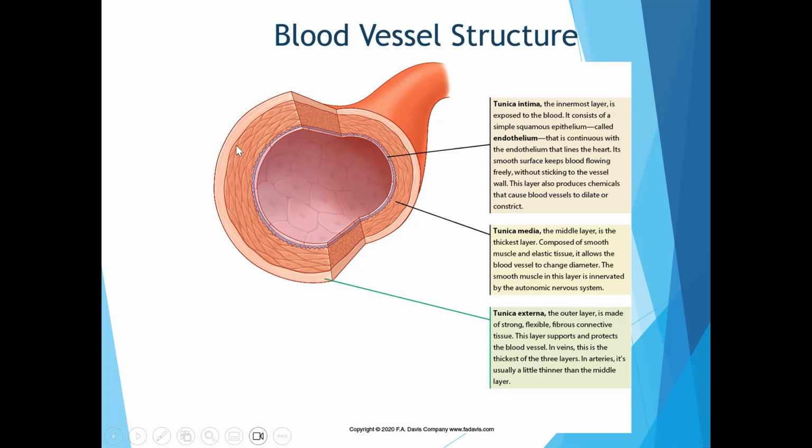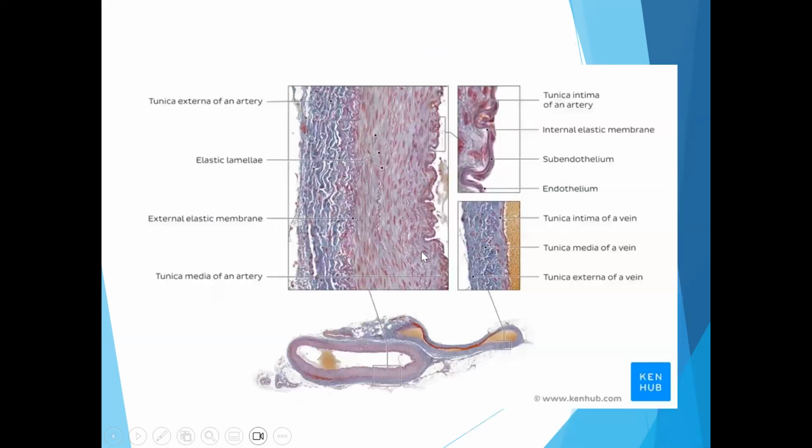And then our tunica externa, that's our connective tissue, fibrous layer. And so that's just our support and protection. Okay, this is just an actual microscopic view of that. So you see the tunica externa, very fibrous. There's a lot of connective tissue there, just woven to support things.